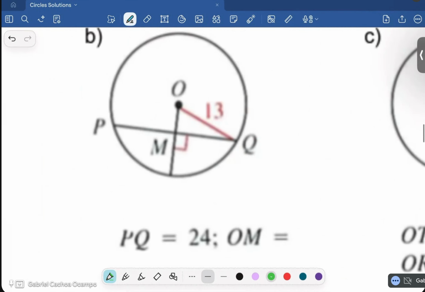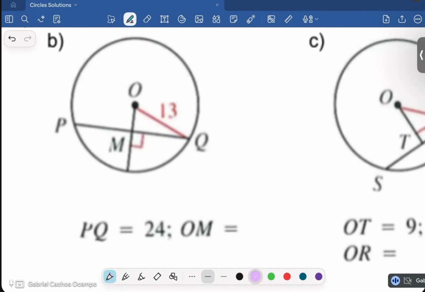Okay. So they are telling me that PQ measures 24. If PQ measures 24, because I have a 90-degree angle, the 90-degree angle is telling me that I am splitting it in half. That is, this part measures 12 and this part measures 12.